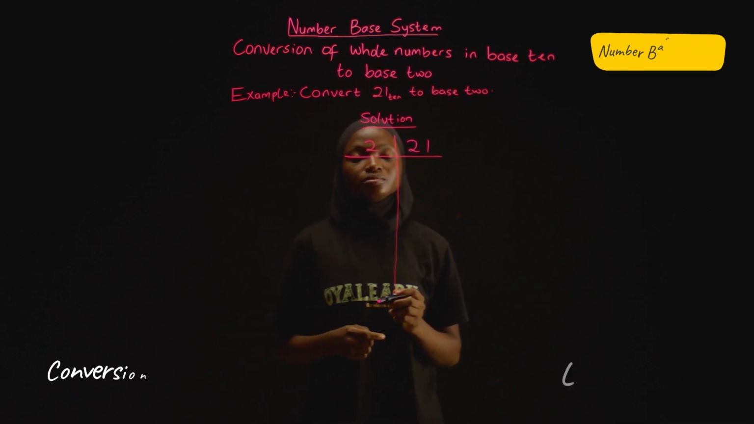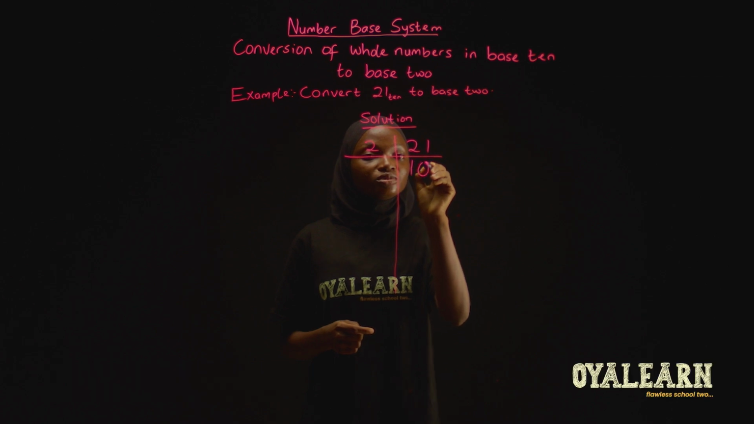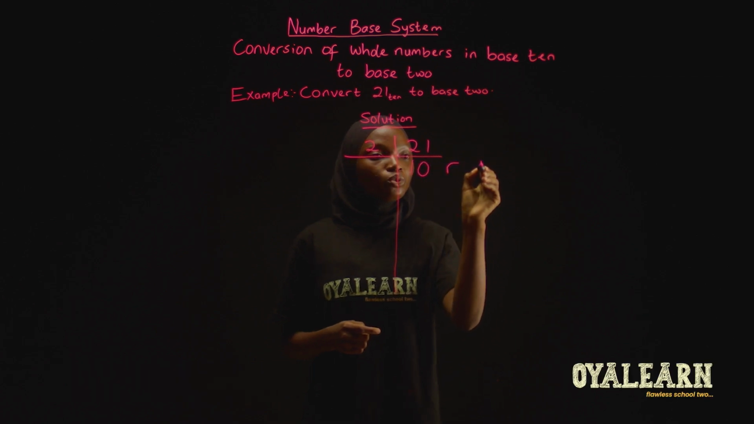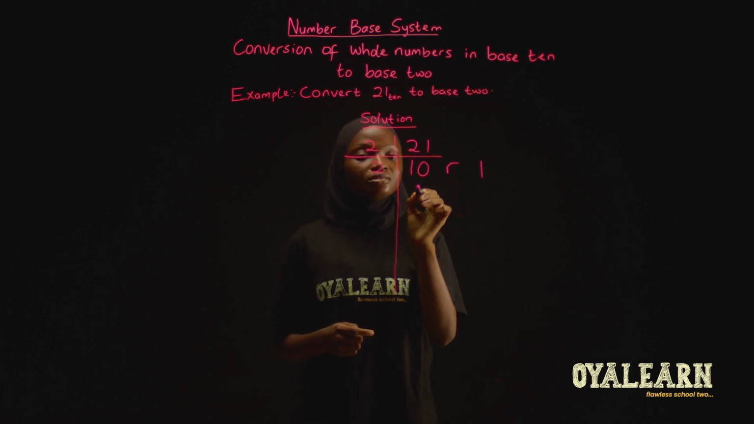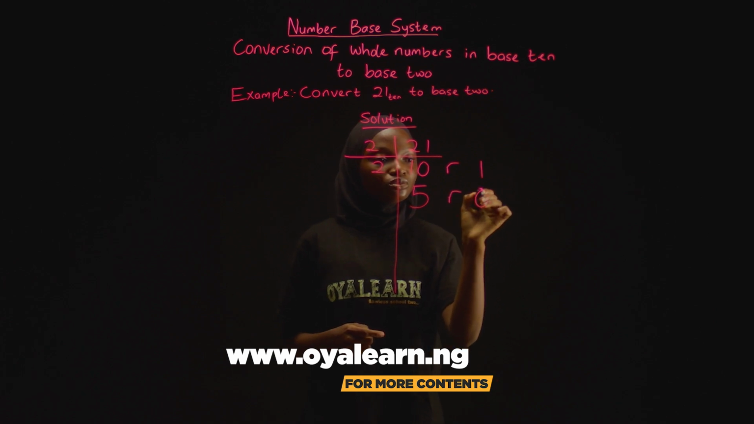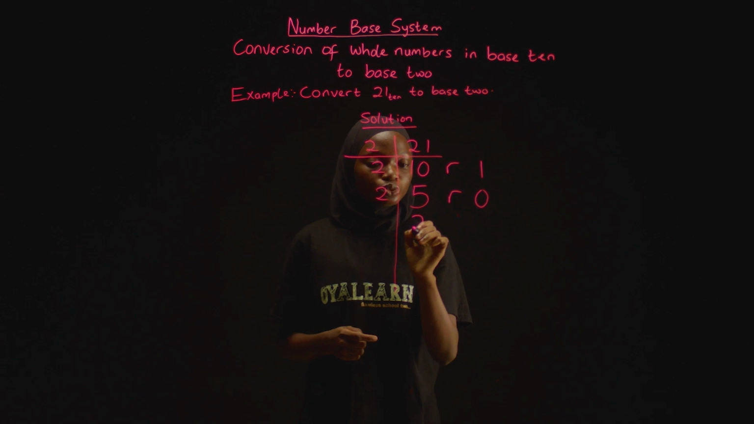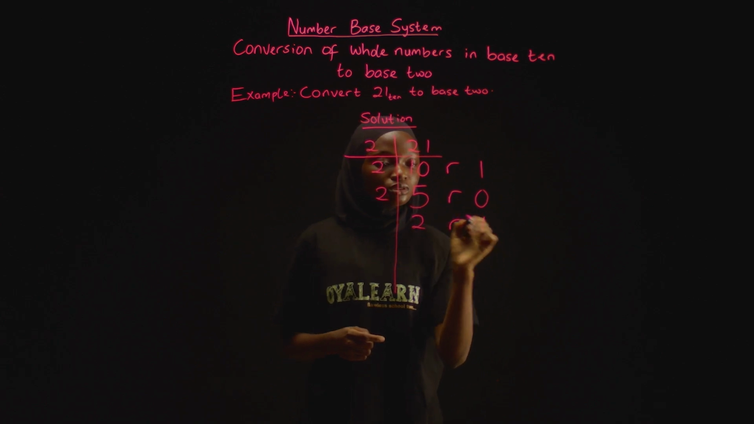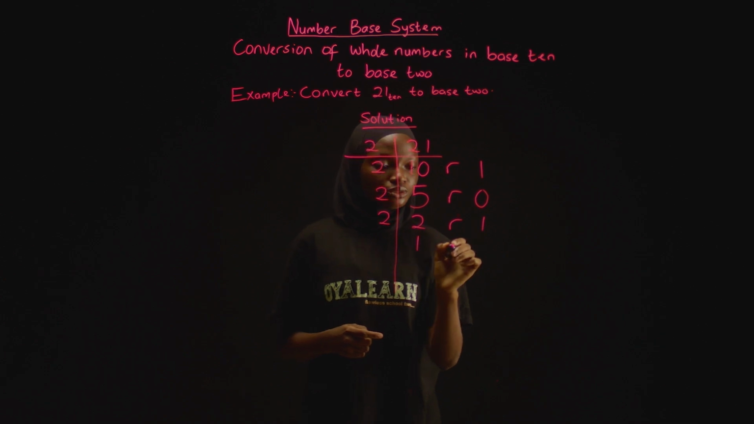And we'll start dividing. 2 goes in 21, we have 10. Remainder 1. Divide again by 2. 2 goes in 10, we have 5. Remainder 0. Again, 2 goes in 5, we have 2. Remainder 1. 2 again. 2 goes in 2, we have 1.